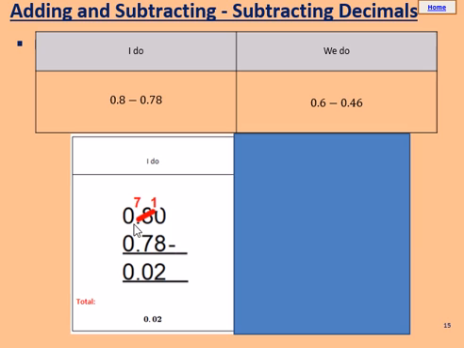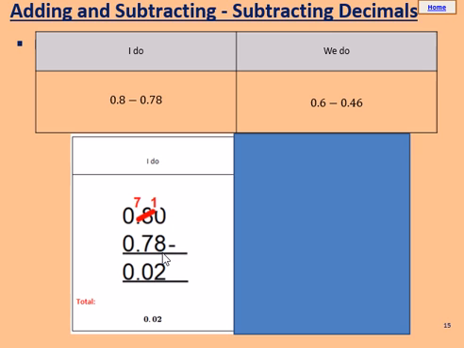So we've got 0.80, take away 0.78. Start on the right, sorry, that was my mistake. Start on the right. 0 take away 8 would put us in the negatives. We don't want that. So we borrow a 1 from this 8. 8 turns into 7, and we borrow 1 to turn this 0 into 10.